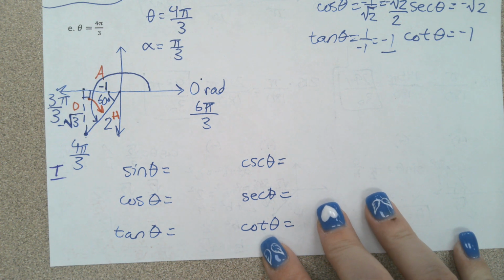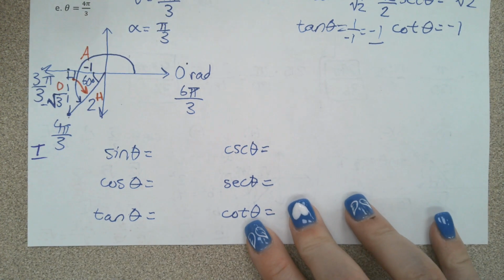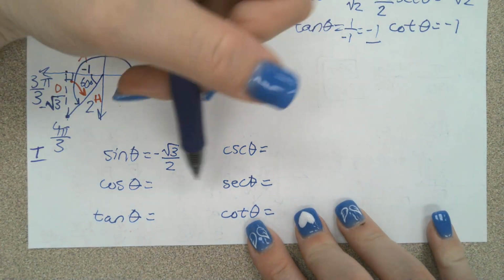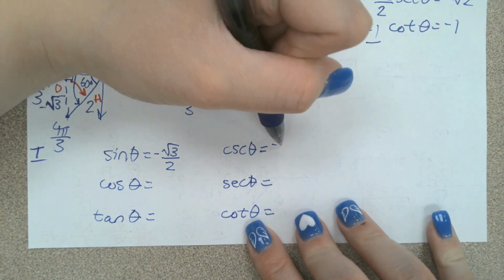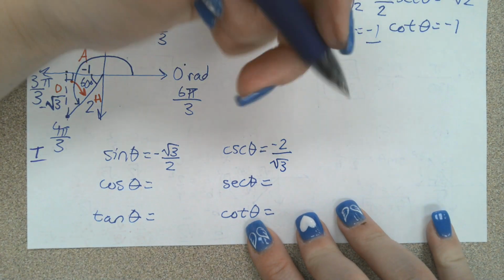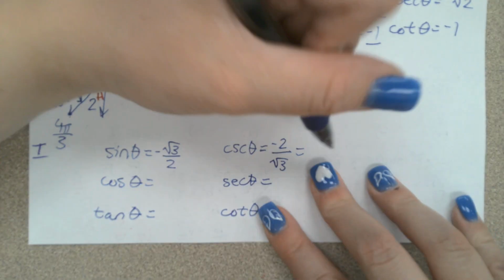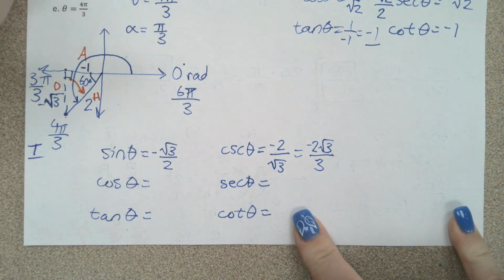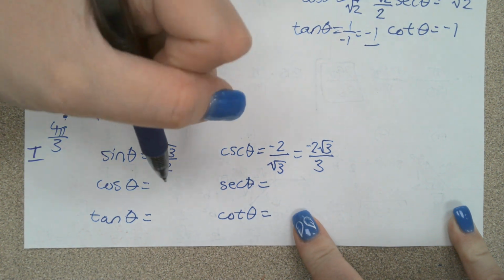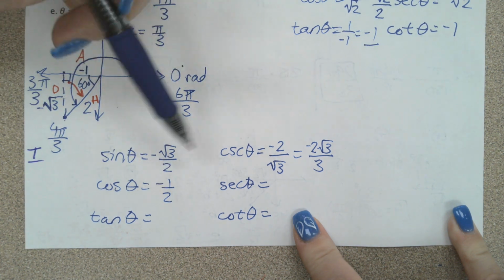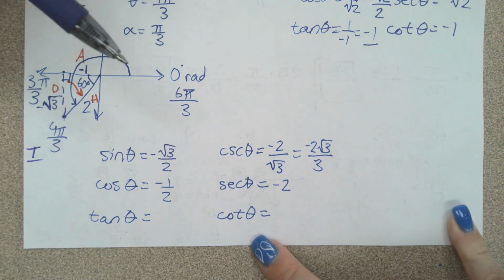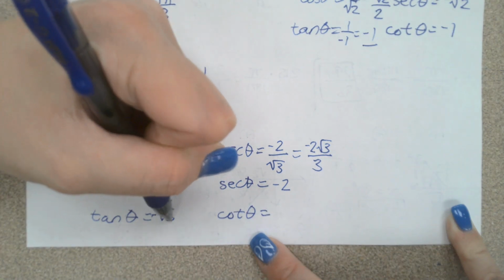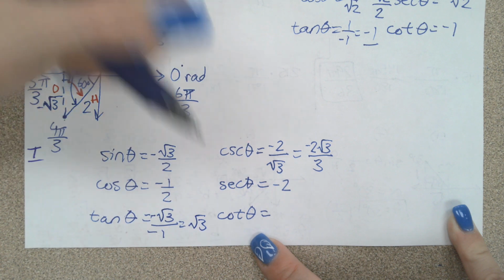Continuing, sine is O over h. So that's negative rad 3 over 2. Nothing to change here. Cosecant is flipped of that, negative 2 over rad 3. If I rationalize that denominator, I end up with negative 2 rad 3 over 3. Cosine, A over h, that's just negative 1/2. Flipping it, I get negative 2. Tangent, O over A, that's a negative rad 3 over negative 1, which is just rad 3.